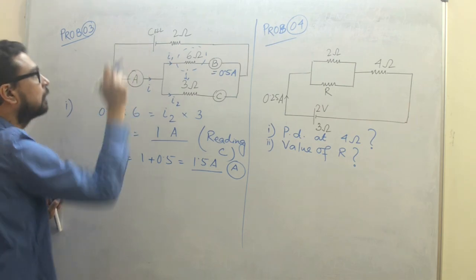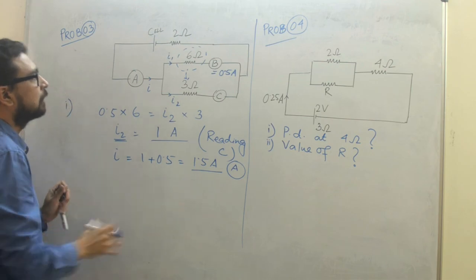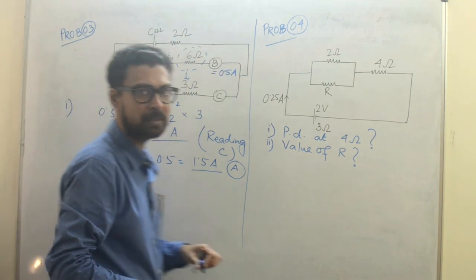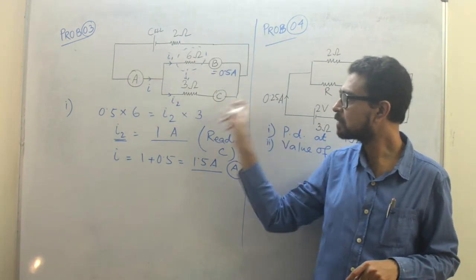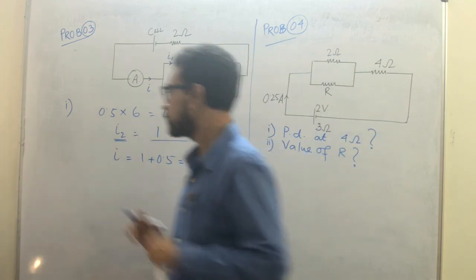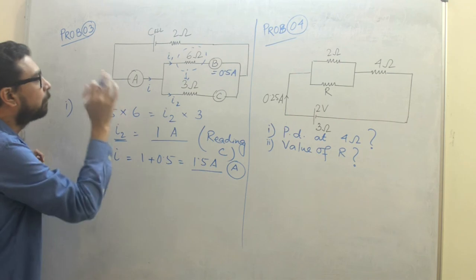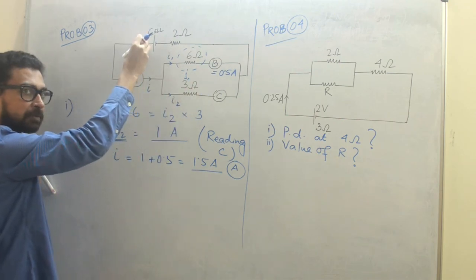You can understand that. And they have also asked us to find out the EMF of the cell. Now, we have a 2 ohm here, and we have a block of parallel resistances 6 ohm and 3 ohm there. So these two blocks, 2 ohm and this block, are in series. So let us first identify and calculate the equivalent resistance, because we know the current, and once we know the equivalent resistance, we can calculate the EMF of the cell.